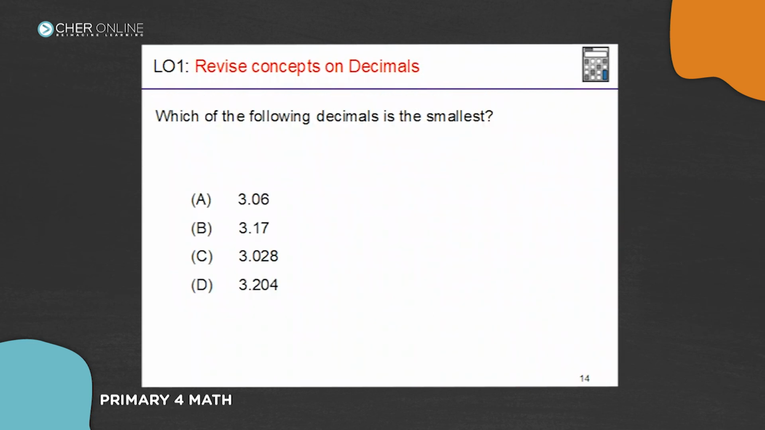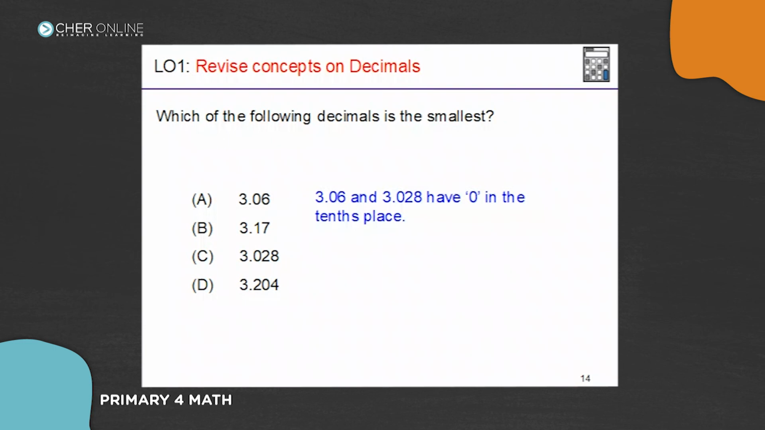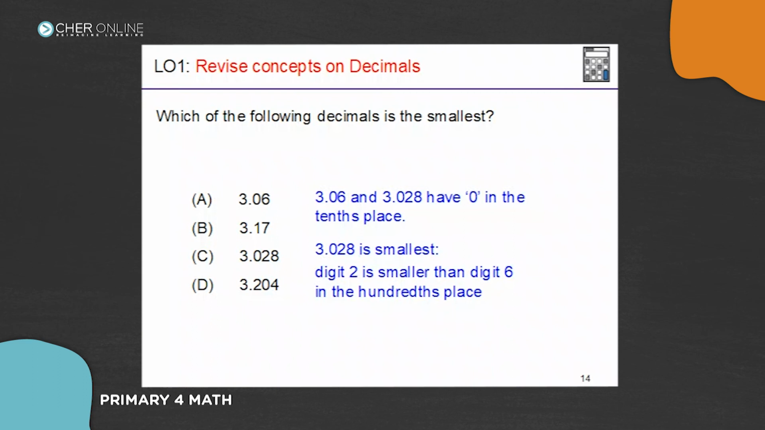Which one is the smallest? That's your question now. The answer is, 3.06 and 3.028 have 0 in the 10th place. So we always compare the numbers from left to right. 3.028 is smallest. Digit 2 is smaller than 6. That's the reason why.